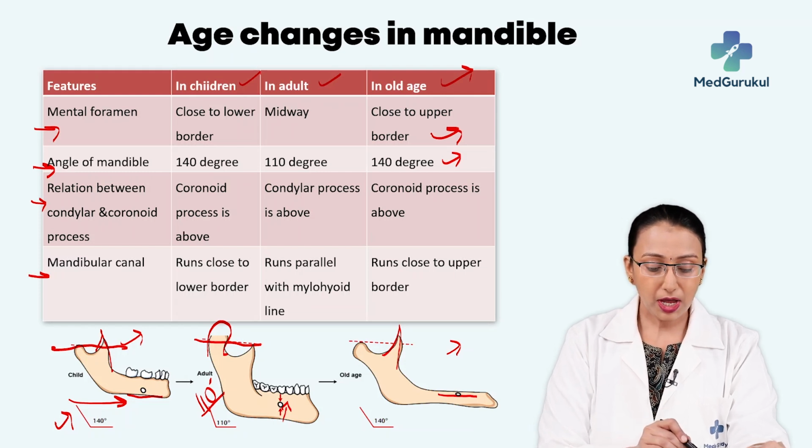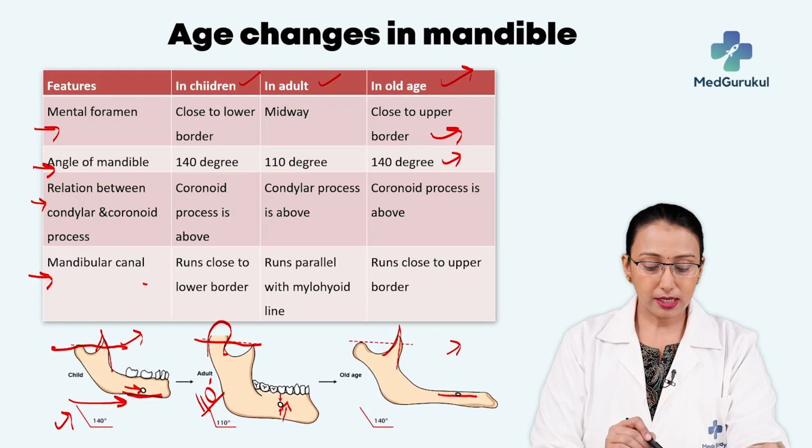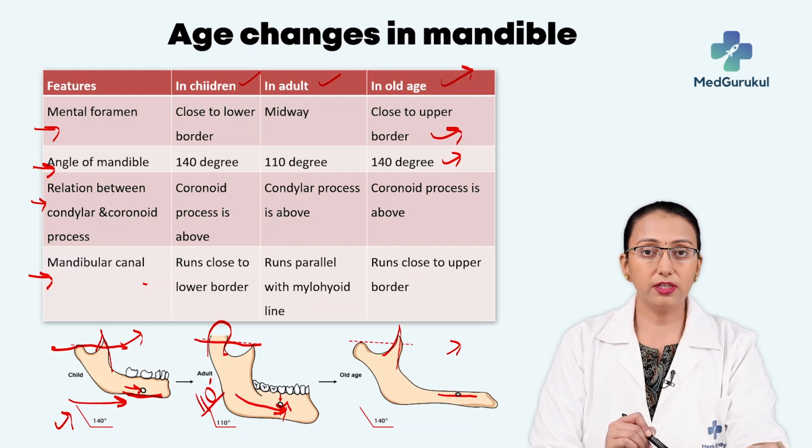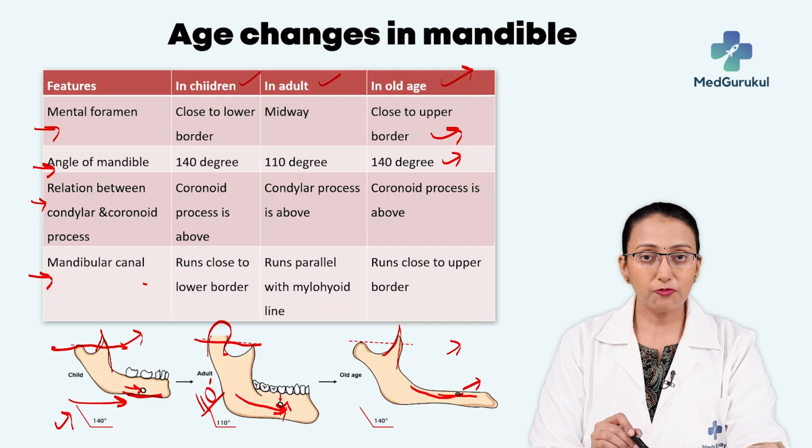Then coming to the mandibular canal. It runs along the lower border in children. As we know the foramen is shifted downwards, hence the mandibular canal is also shifted downwards. Then in the adult it is parallel with the mylohyoid line, or midway. Then in the elderly it runs close to the upper border, as the foramen shifts, in the same way the canal is also shifted.